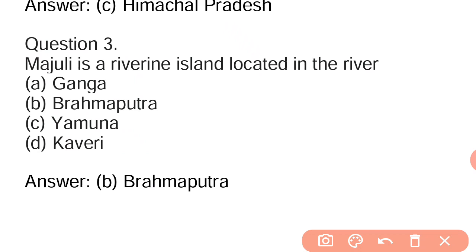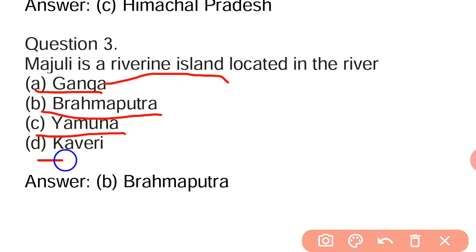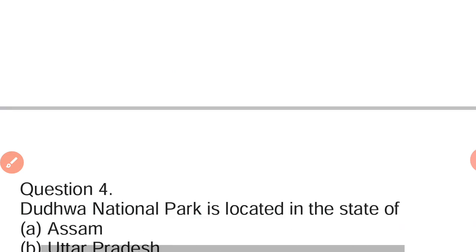Majuli is a riverine island located in the river option A Ganga, option B Brahmaputra, option C Yamuna, option D Kaveri. Right answer is option B Brahmaputra. Next question.